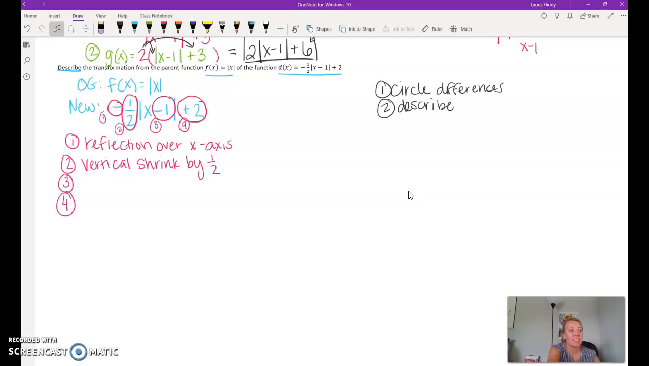Okay, now I have this x minus 1 on the inside. Inside means I'm talking about x, so this is moving left and right. If I have a minus 1, remember it's backwards than what you think. This means I'm moving to the right 1. And then the last thing is this plus 2 on the outside, which is telling me I'm going up 2.